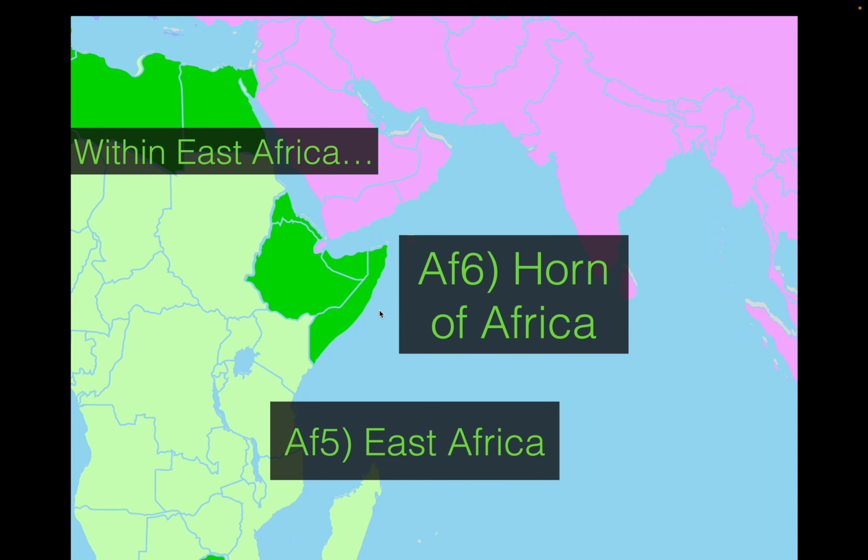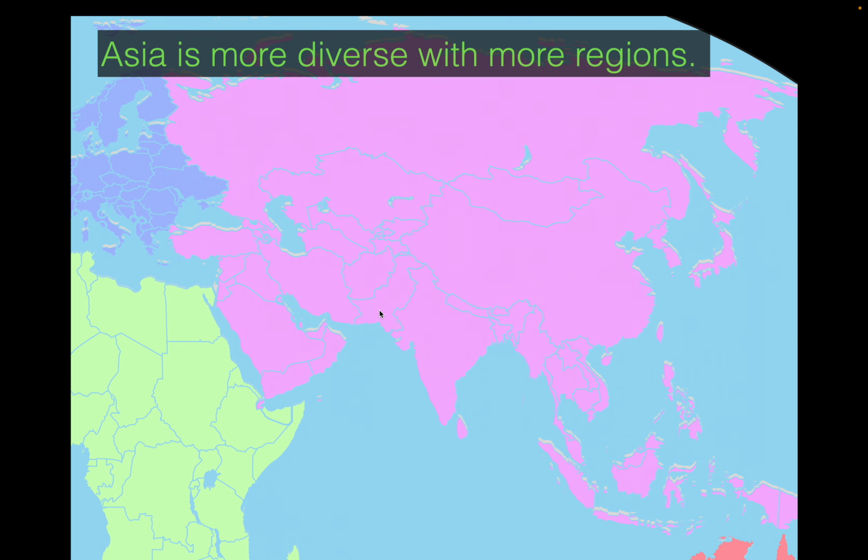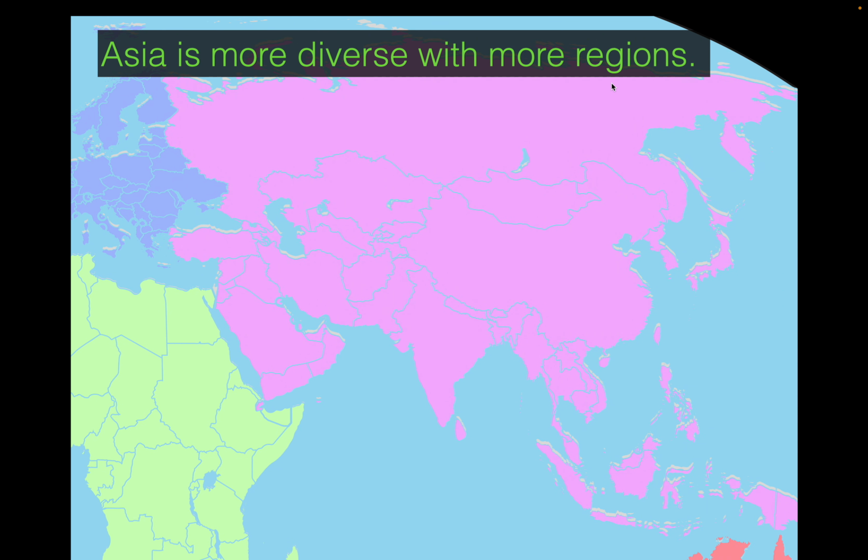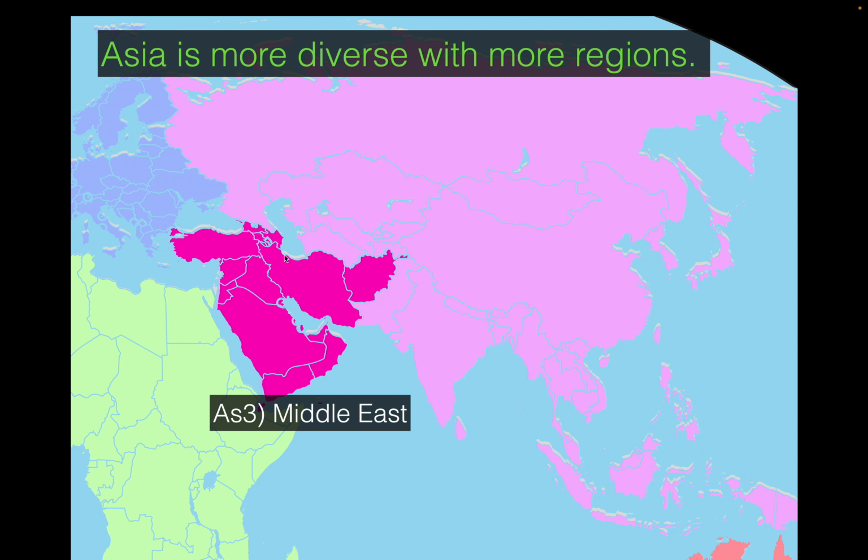All right. Now, we're done with Africa. Let's move on to Asia. Asia is a lot more diverse with a lot more regions, but it's easy to make sense of. Now, this part is the Middle East. Why is it called the Middle East? Because it's mostly Arab and Persian countries, and they are mostly Muslim, Islamic countries. So in terms of culture, they are quite different from the rest of Asia.